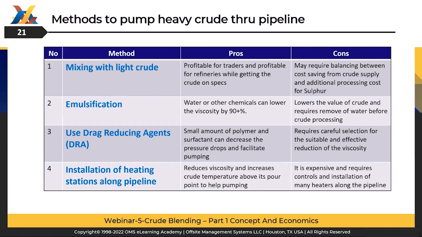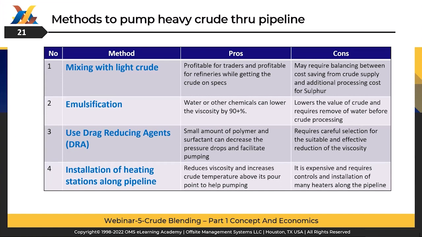The third method is using drag reducing agents, DRA. They are a small amount of polymer and surfactant, and you can decrease the pressure drop and facilitate pumping. But it also requires very careful selection because it can have some effect on the end processing, especially jet fuels.